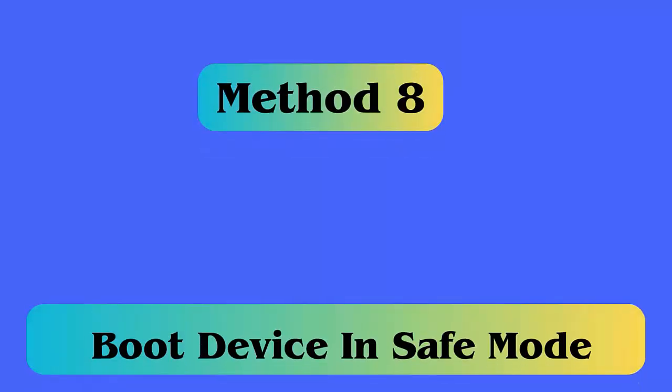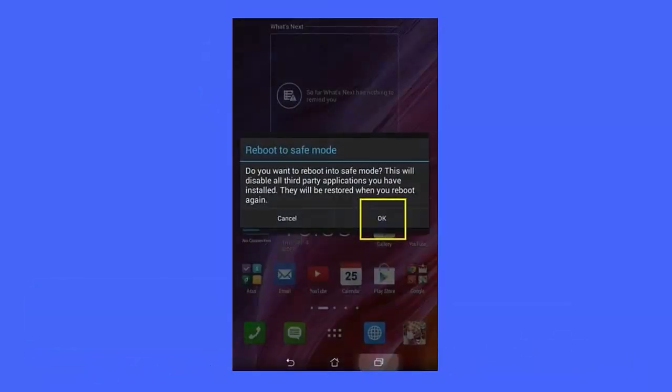Method 8. Boot device in safe mode. Booting the device in safe mode can help to identify the culprit app if any. First, long press power button until power off menu appears. Now, click and hold power off icon until safe mode is seen at bottom screen.